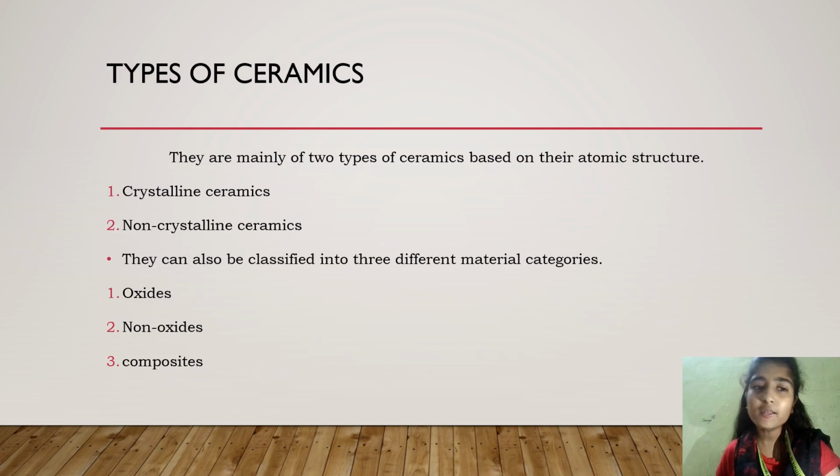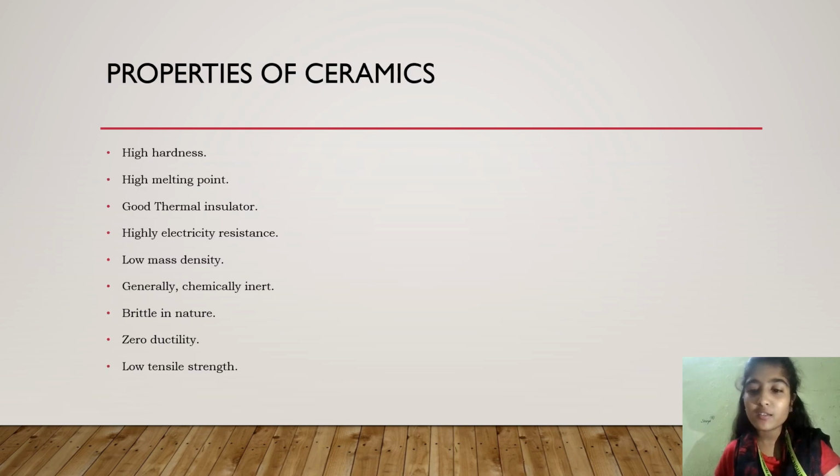Moving to the next slide, types of ceramics. They are mainly divided into two types, according to their atomic structure. First one is crystalline ceramics, and second one is non-crystalline ceramics. The ceramics are again divided into three material categories: first one is oxides, then non-oxides, and composites. And moving to the next slide, properties of ceramics.